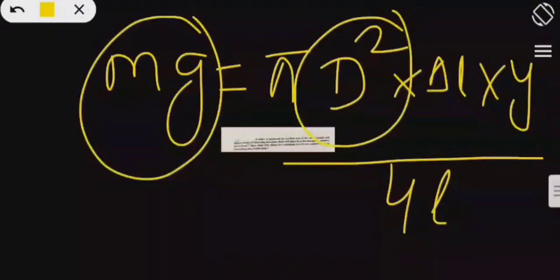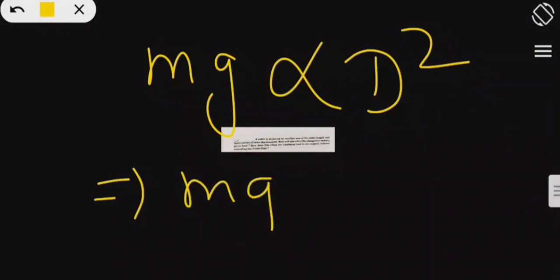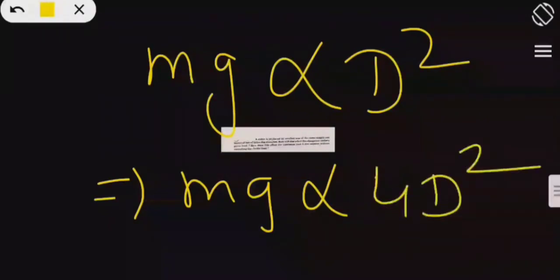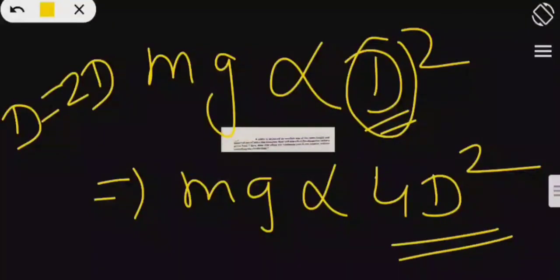Let me write down again: mg is directly proportional to d square. Now let me place according to the question. If the diameter is doubled, what will happen to the load? If the diameter becomes 2d, then in this relation, instead of d it becomes 2d, so 2d square will become 4d square.